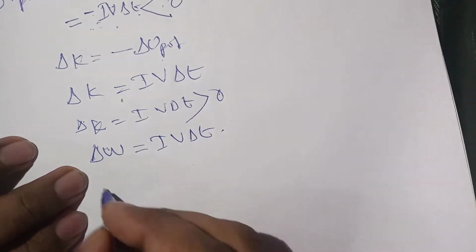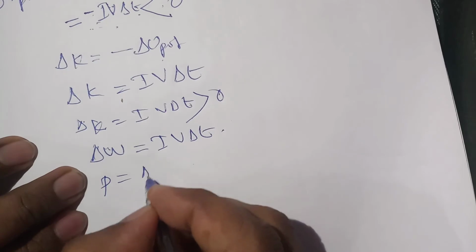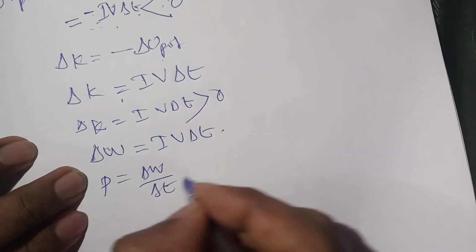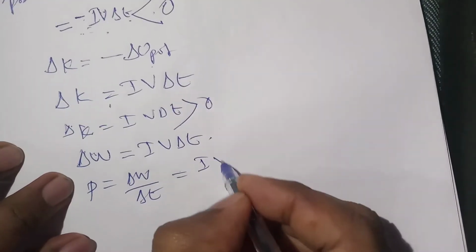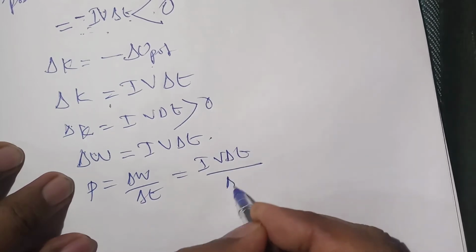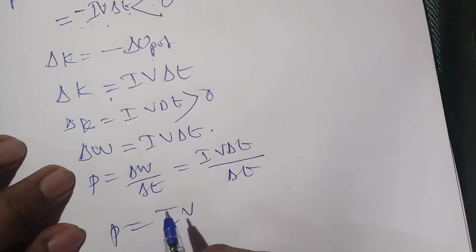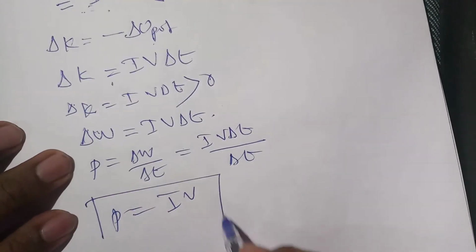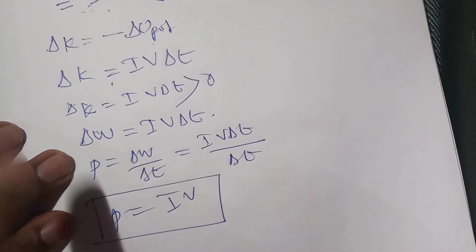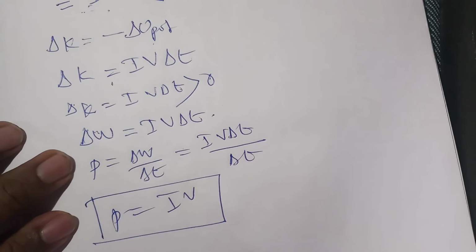Now if you take power, what is power? Power is work done by time. So if you take here, it will be I into V into delta T by delta T. So power is equal to I into V. This is the equation which you studied in 10th standard. So this is how we are getting this equation. You can check the derivation once more.